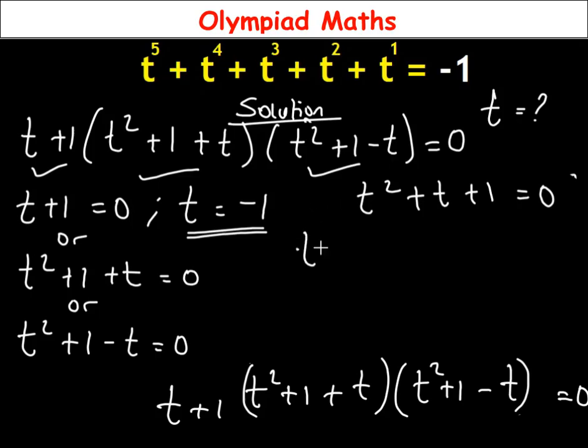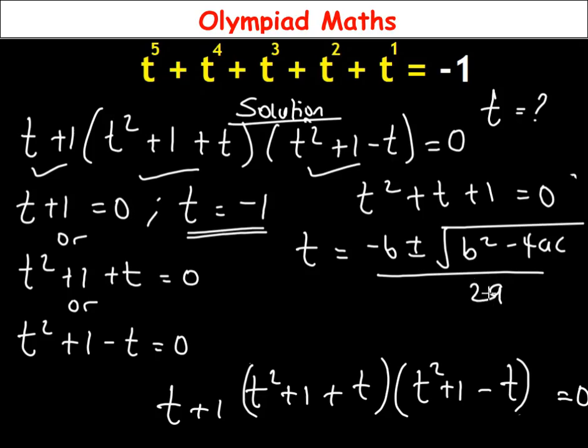And the formula is given by t is equal to minus b plus or minus square root of b squared minus 4ac, then all over 2a. So the value of a here is equal to 1, which is the coefficient of t squared. The value of b is 1, which is the coefficient of t, and the constant c is plus 1. Now, inputting these values into the equation, let us then solve for t.